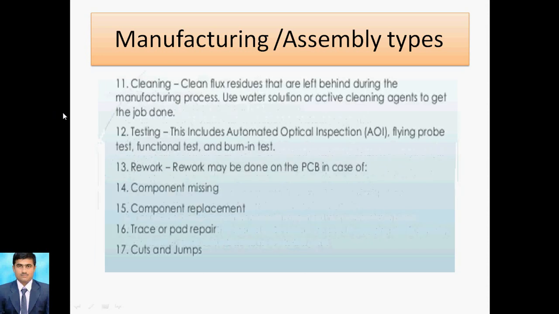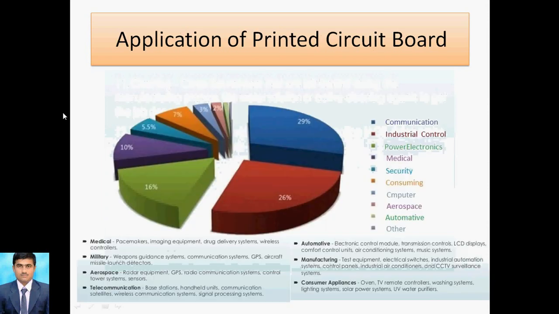The next is cleaning, to clean the flux residues left during the manufacturing process. Testing, this process includes automated optical inspection, that is AOI, flying probe test, and functional test. Then rework, the rework may be done on the PCB. The next is component missing, component replacement, trace repair, cut and jump. So these are the points related with manufacturing.